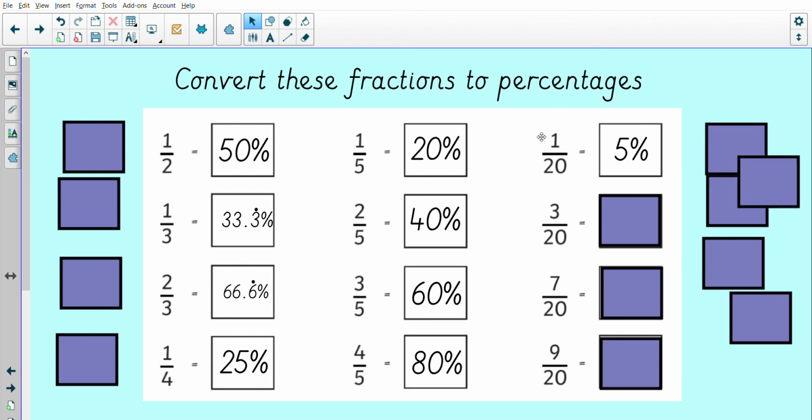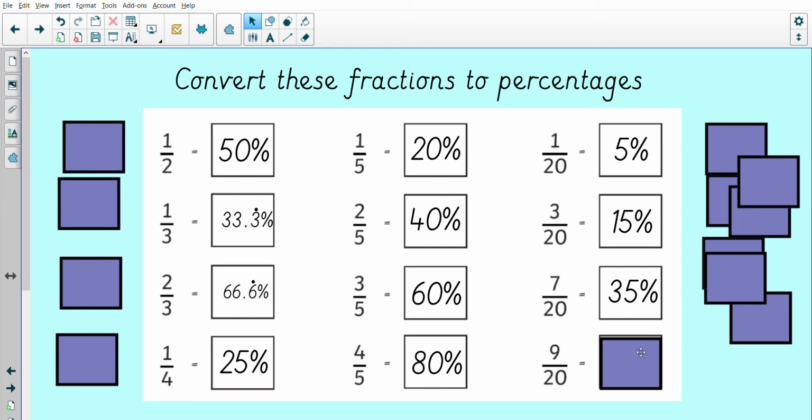If I know what 1/20 is, I also know what 3/20 are. Just need to multiply that by 3. It's 15%. 7/20 are 35%, and 9/20 are 45%. Well done if you got all of those.